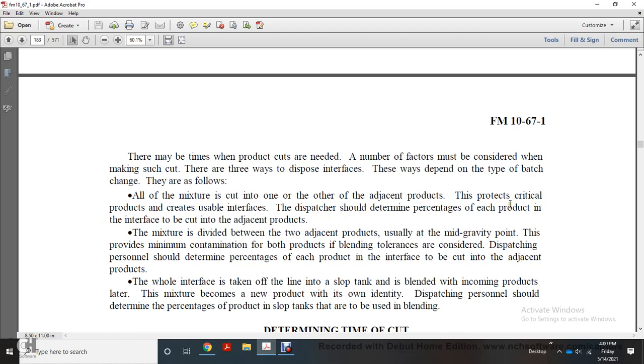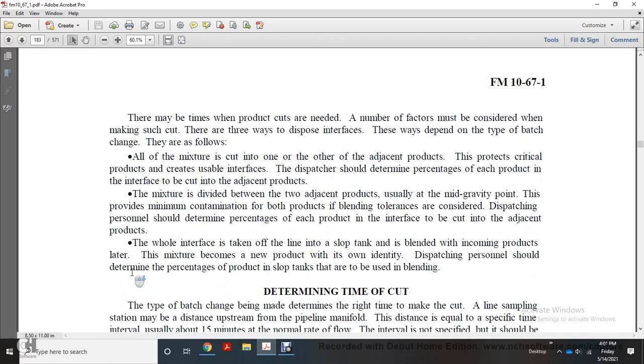The dispatcher should determine the percentage of each of the product interface to be cut into adjacent products. The mixture is divided between the two adjacent products, usually determined by gravity point, which provides minimum contamination to both products. Blending tolerance is considered.